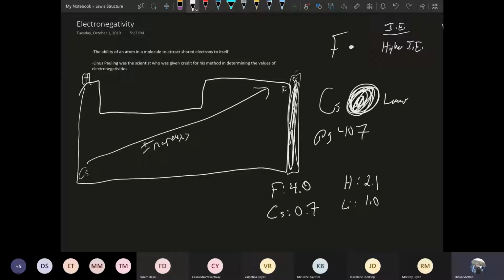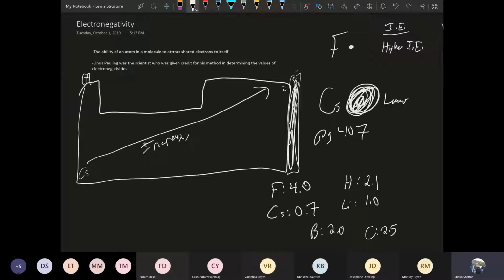But keep in mind that hydrogen is an oddball. Hydrogen can act as either a metal or nonmetal, and so that's why it actually fits best in between boron and carbon on the periodic table. So boron has a value of 2.0, and then carbon has a value of 2.5. So hydrogen's a weirdo, like I said. Hydrogen fits in the middle there.